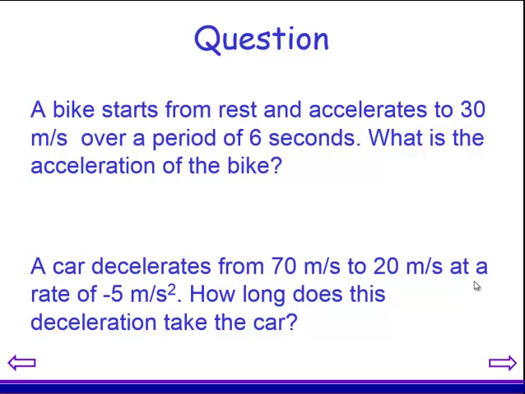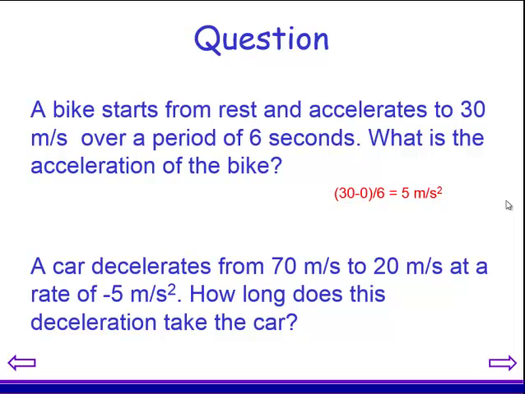A couple of questions here just to finish you off. A bike starts from rest and accelerates to 30 meters per second over 6 seconds. What is the acceleration of the bike? Think about it, do your calculations. You should come up with an acceleration of 5 meters per second squared.